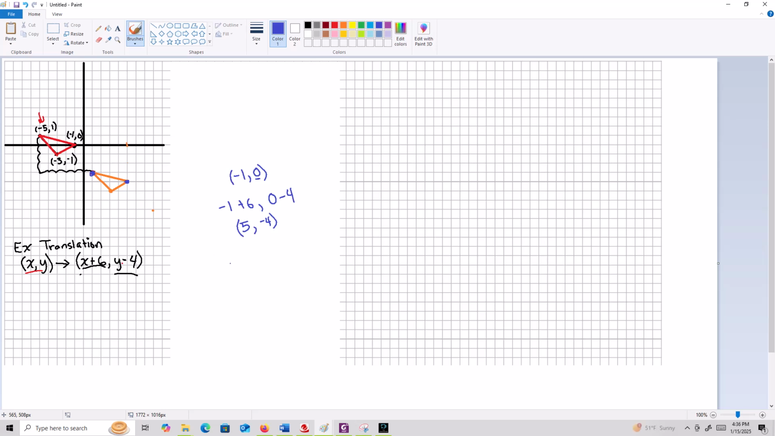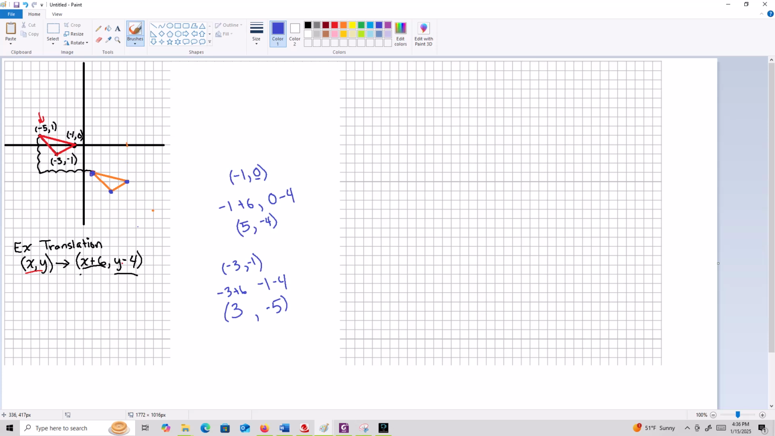Then you can look at your third point, which is -3, -1, and -3 plus 6 is going to be a positive 3, and -1 minus 4 is going to be a -5, and that gets you your third point, which is right there. Then we connected the dots with the orange lines, and we have translated this image.